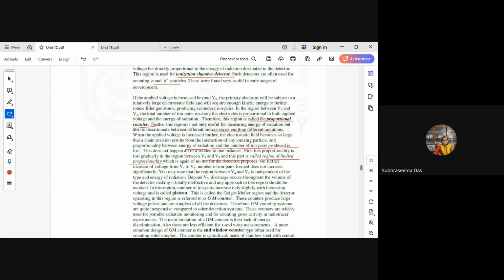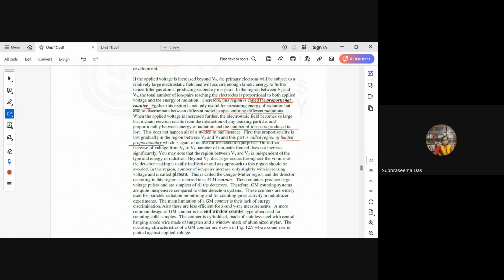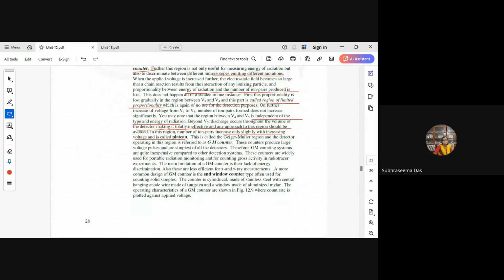As we keep increasing the voltage from V4 to V5, the number of ion pairs does not increase much. There is a steady increase in the number of ion pairs. This region is independent of the type and energy of radiation, and beyond V5, discharge occurs throughout the volume of the detector, making it totally ineffective, and there is no counting. In this region, the number of ion pairs increases only slightly with voltage, and it reaches a saturation which we call a plateau.